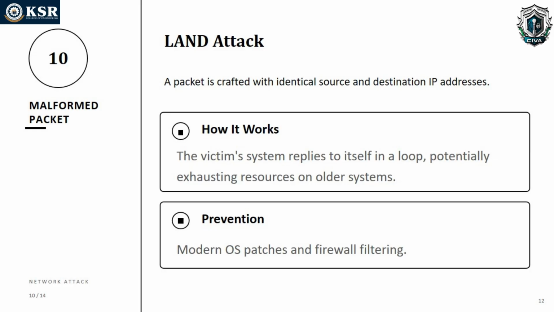LAND attack. A LAND attack crafts a packet where the source and destination IP address are the same, tricking the target into replying to itself. On older, unpatched systems, this loop can exhaust resources and crash the machine. Modern operating systems patch this behavior, and firewall filtering can also catch and drop these malformed packets before they cause harm.